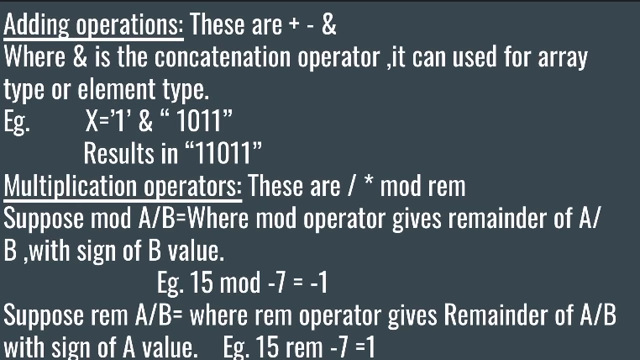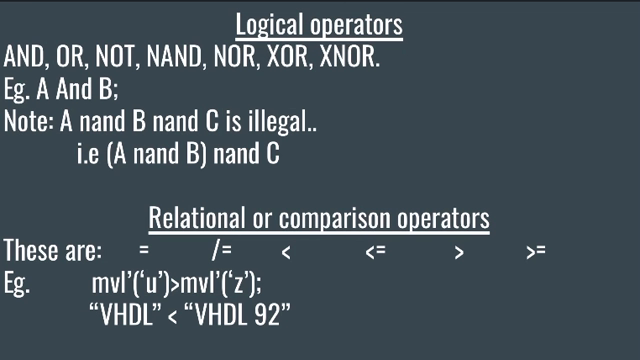For the next topic, we have logical operators. We have 7 logical operators: AND, OR, NOT, NAND, NOR, XOR, and XNOR. For example, we have an AND operator between A and B, and we can keep any logical operator in between A and B. Note that A NAND B NAND C is illegal, which means the problem can be avoided by using parentheses. We have to write it like A NAND B, in parentheses, NAND C.